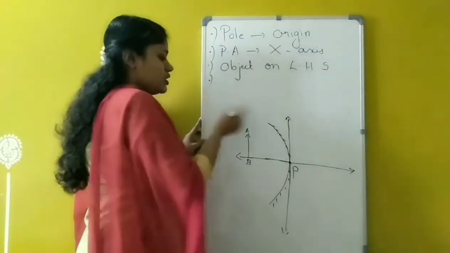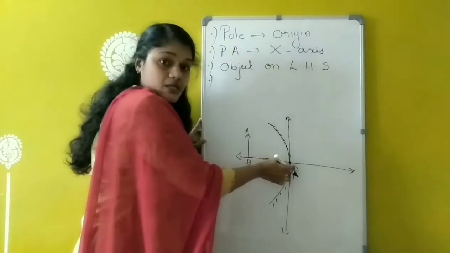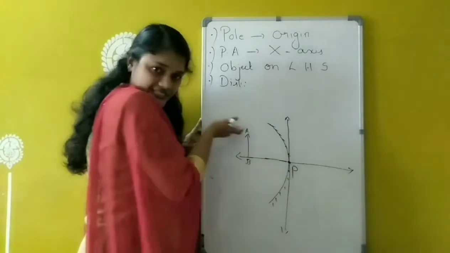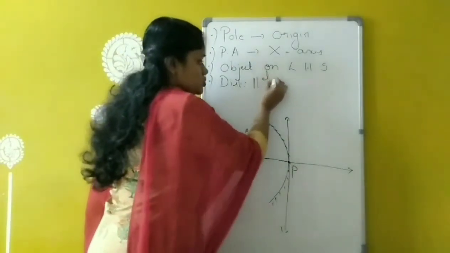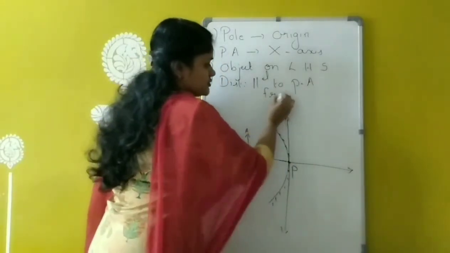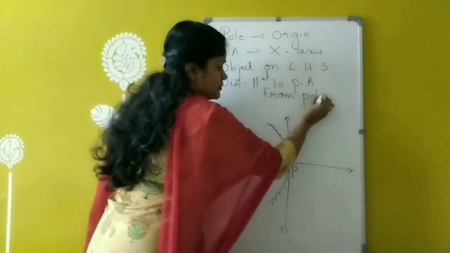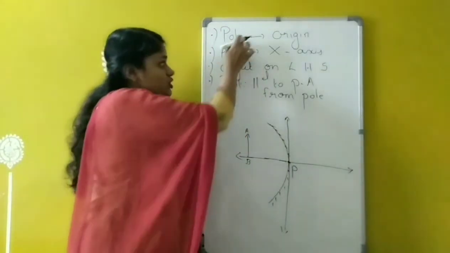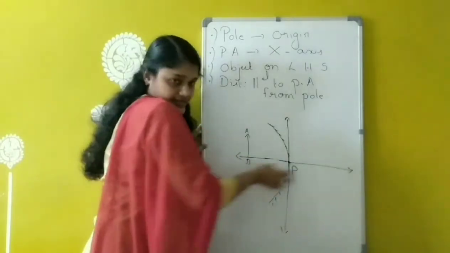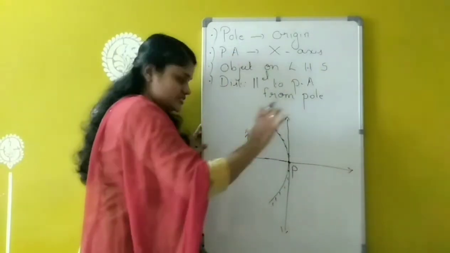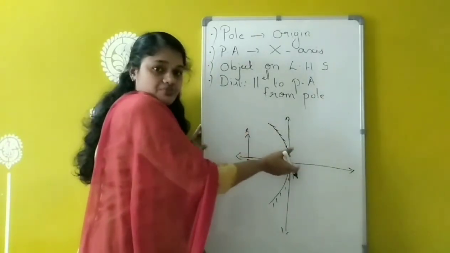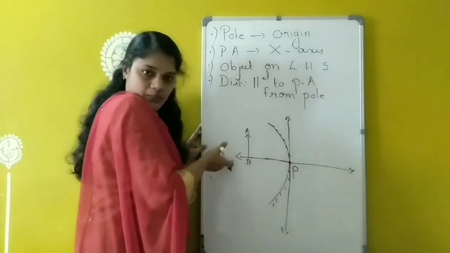Then the next point: all distances parallel to the principal axis are measured from the pole. So this much we have studied now. First of all, the pole is considered as the origin. Next, the principal axis is taken as the x-axis. The object we always place on the left hand side. And distances parallel to the principal axis are measured from the pole. So all distances we measure from the pole itself.